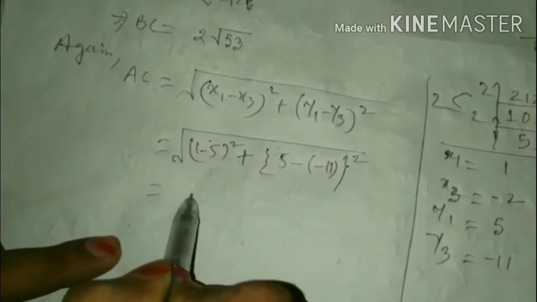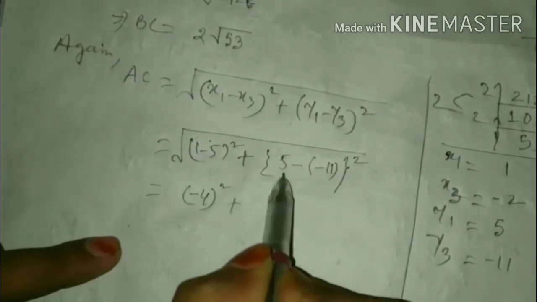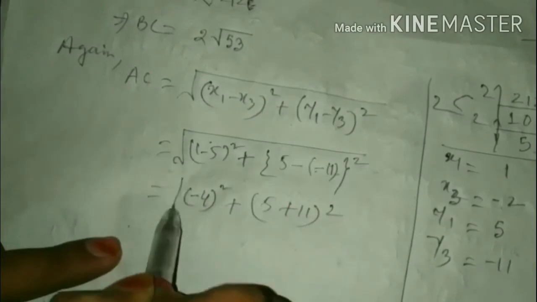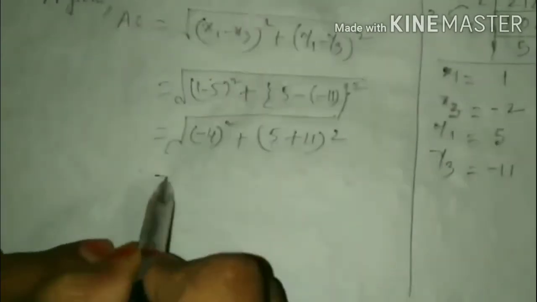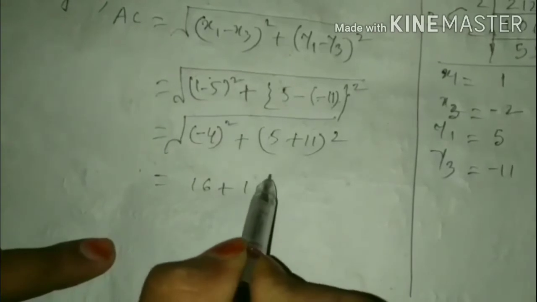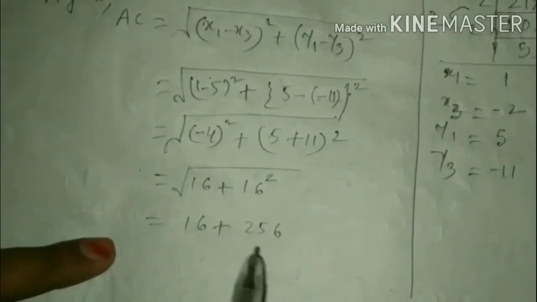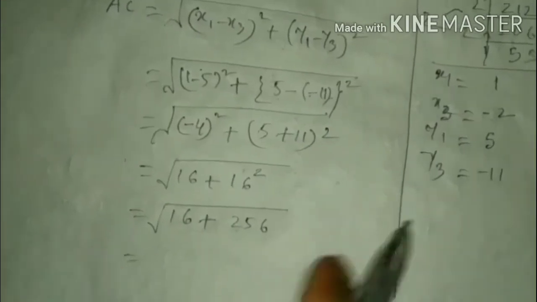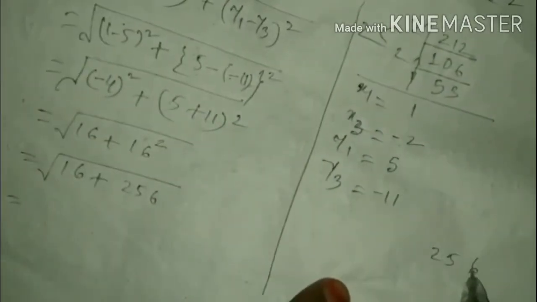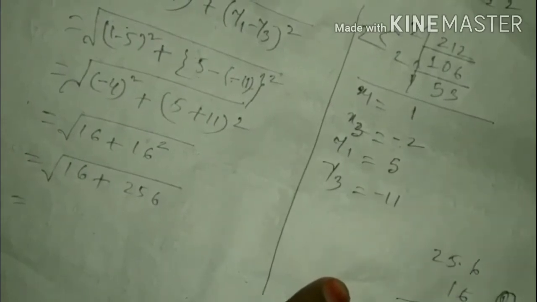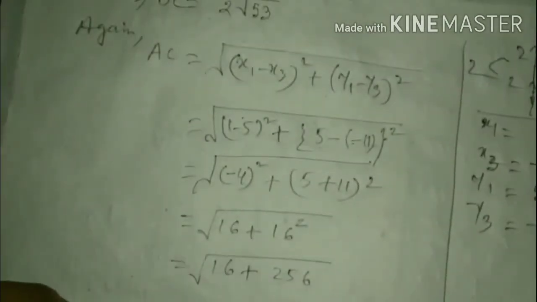What are we getting? Minus 4 square. 5 plus 11 will be there. Minus minus plus. So root over is here. So 16 and 16 square. 16 plus 16 square is 256. So what are we getting? 256 and 16, that is 272. Root over 272.